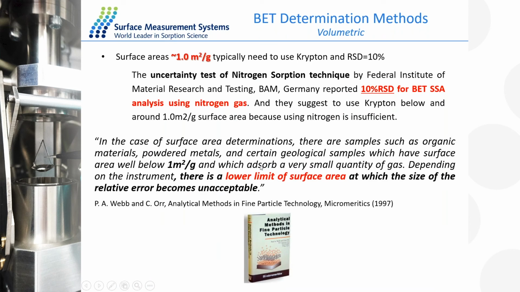In terms of the volumetric method, for a sample with a surface area below 1 square meter per gram, the nitrogen sorption technique will give a result with quite high deviation, around 10% RSD. This is because the sample absorbs a very small quantity of gas, which makes the relative error unacceptable. In this case, we need to use krypton instead of nitrogen as the sorbate, but krypton is quite an expensive gas to use.